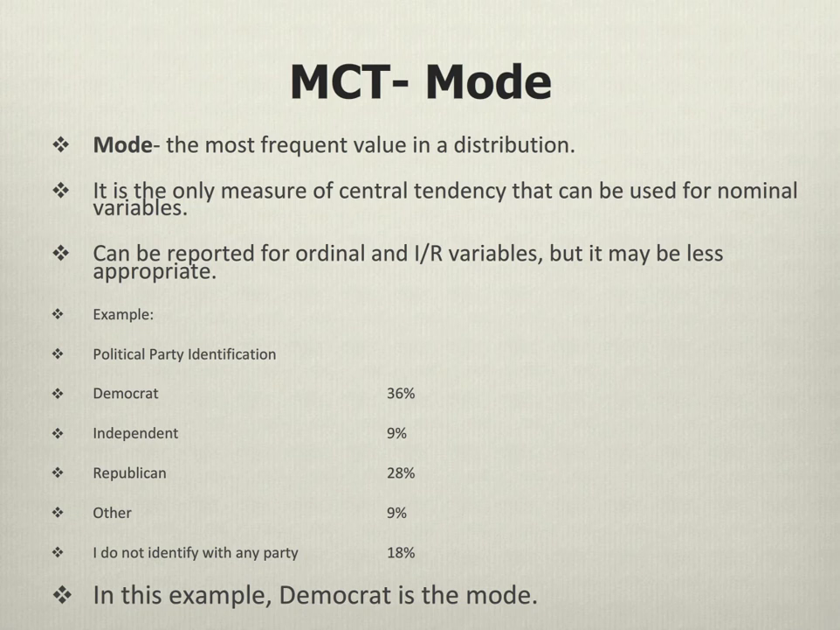In the example you see below, I have political party identification. In this case, Democrat is the modal category because there are more people in that category than any other.